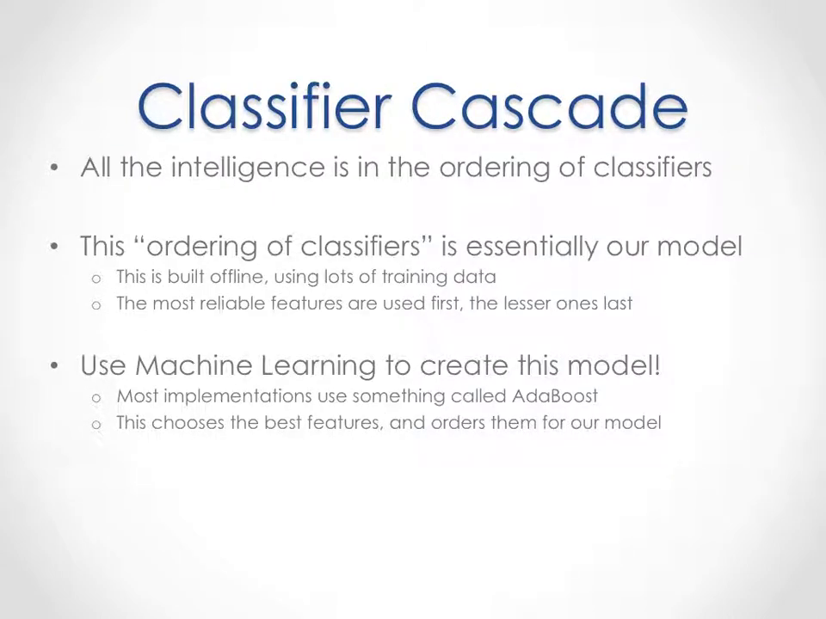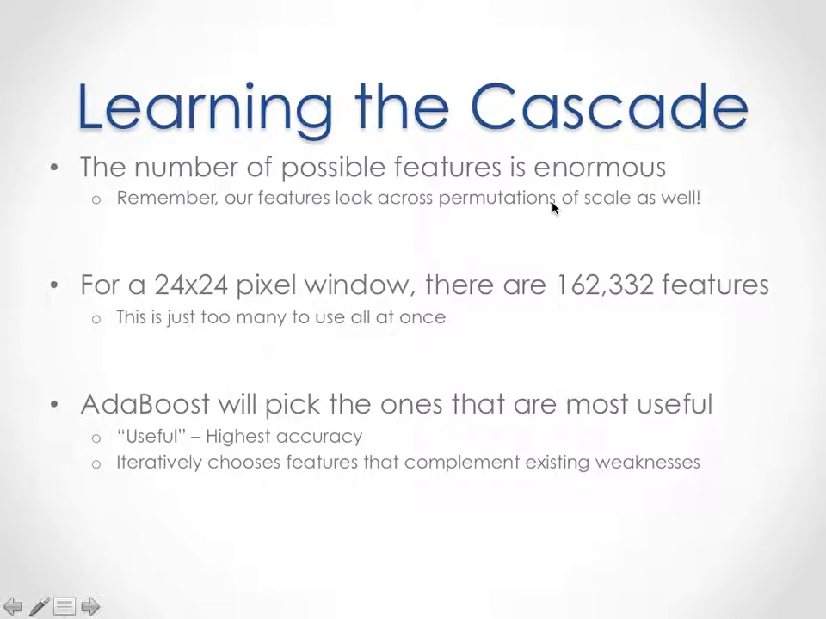When I say the ordering, I'm not just talking about the order. I mean also selection instead of ordering here. The intelligence is in the selection of classifiers, because even if we have just a 24 by 24 pixel window, there are like 162,000 features. And many implementations have a few extra patterns, like not just checkerboard, but also rotated checkerboard and stuff like that. So the number of possible features is enormous. And of course, we can't check 162,000 classifiers for every subpixel in our image. I mean, you wouldn't be able to do that real time on a supercomputer.